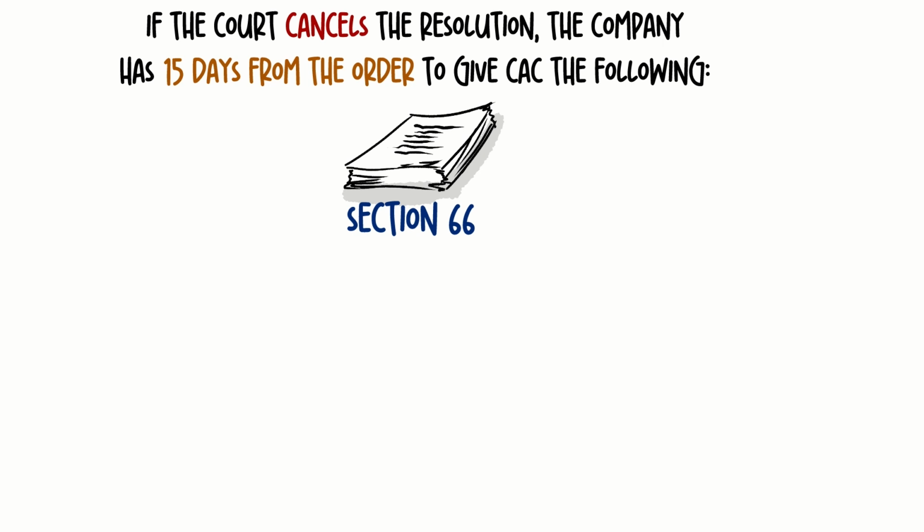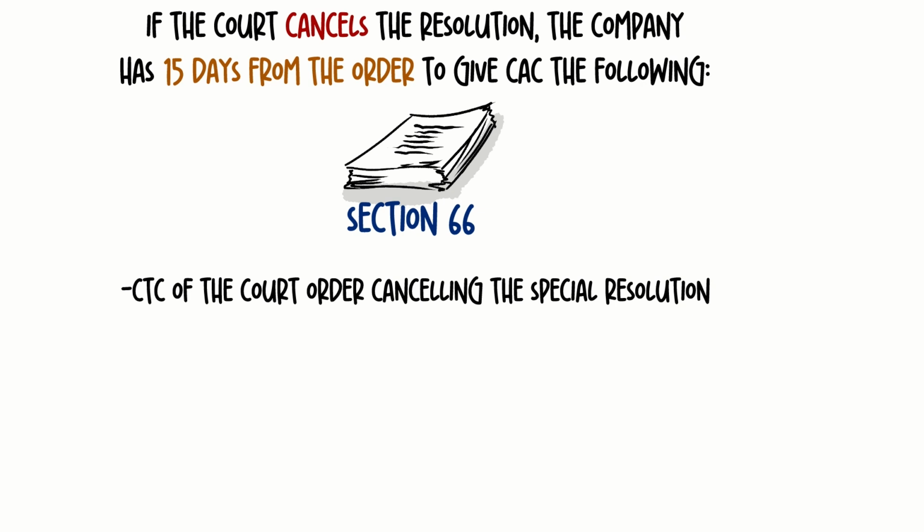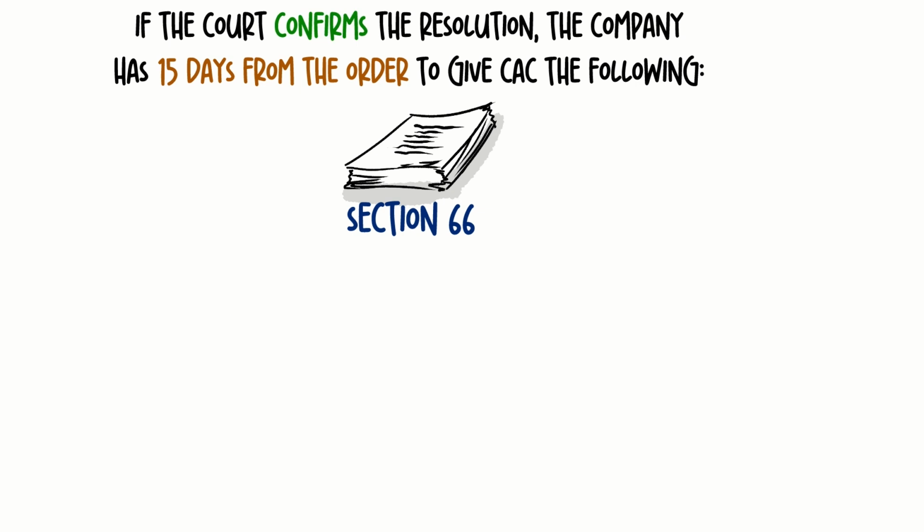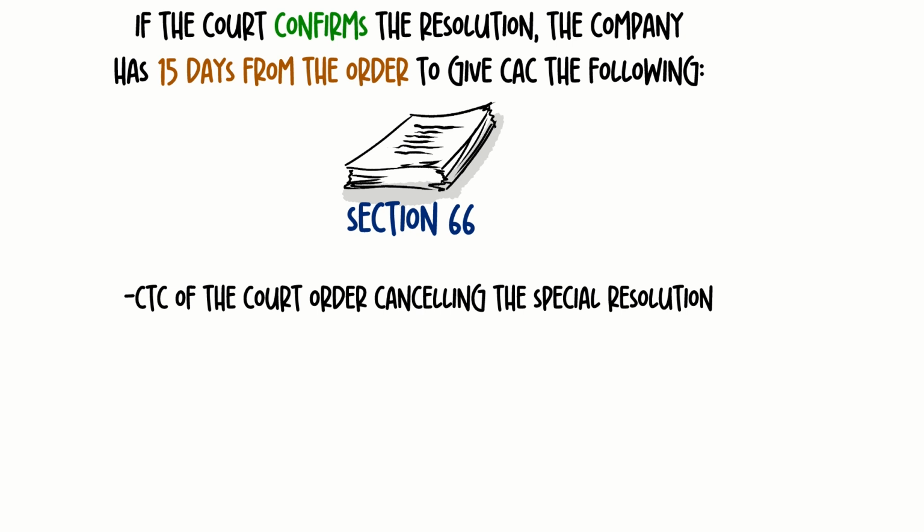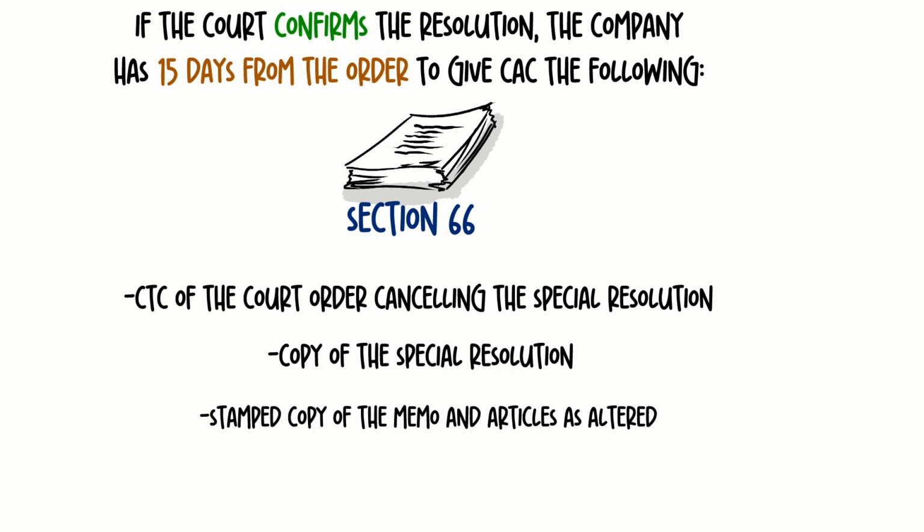So if the court cancels the resolution, then the company shall within 15 days from that order deliver to CAC a certified true copy of the court order cancelling the resolution to re-register the company as a private company. And where the court confirms the resolution, then the company shall within 15 days from the court order make an application for re-registration to CAC, which will be accompanied by the following. 1. A certified true copy of the court order confirming the resolution for re-registration of the company as a private company. 2. A copy of the special resolution passed. 3. A printed copy of the memorandum of association of the company as altered.